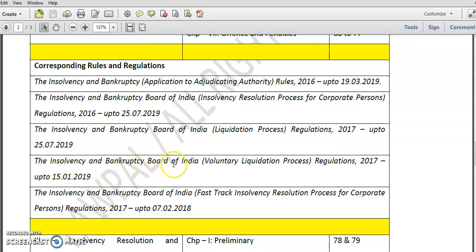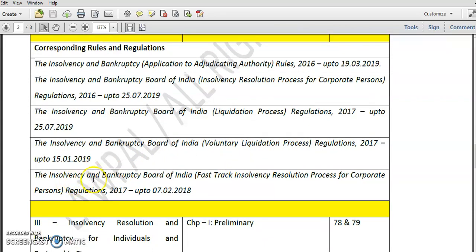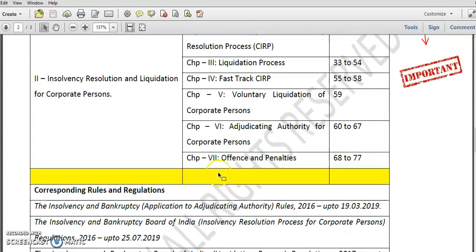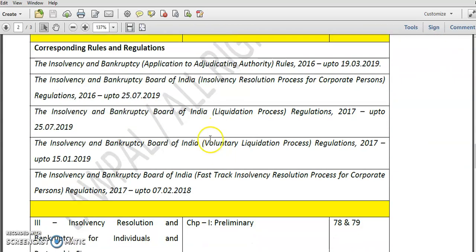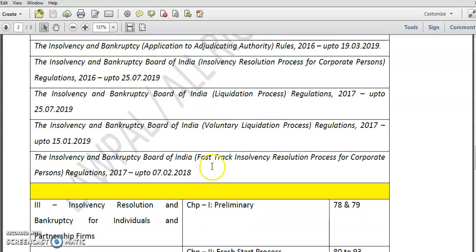Then the Insolvency and Bankruptcy Board of India Voluntary Liquidation Process Regulations. In case of voluntary liquidation, this regulation will apply. The Insolvency and Bankruptcy Board of India Fast Track Insolvency Resolution Process for Corporate Persons Regulations. In case of fast track insolvency resolution, we have to refer to these regulations along with chapter 4. So these are the rules and regulations for Part 2.